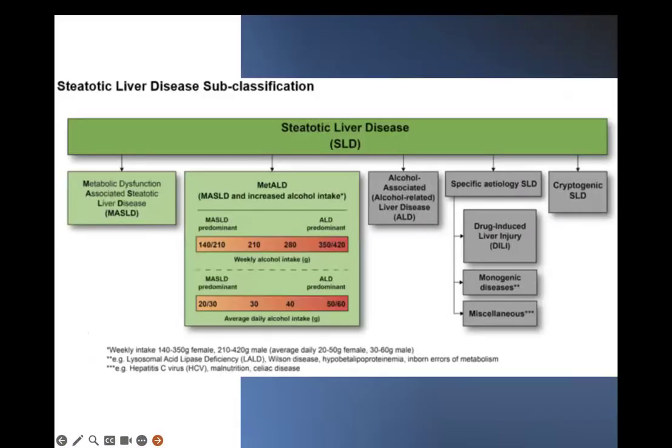So steatotic liver disease is an umbrella term. It contains metabolic dysfunction associated with steatotic liver disease, or a combination of metabolic disorder and alcohol use disorder, when patients have metabolic dysfunction but at the same time are drinking more than recommended alcohol, like more than 140 grams per week for women or more than 210 grams per week for men. Steatotic liver disease can be just because of alcohol use if there's no metabolic dysfunction present, or because of drugs or cryptogenic or genetic diseases.